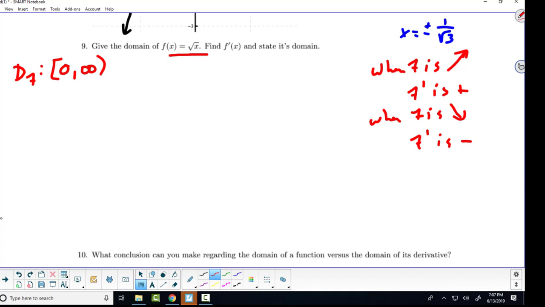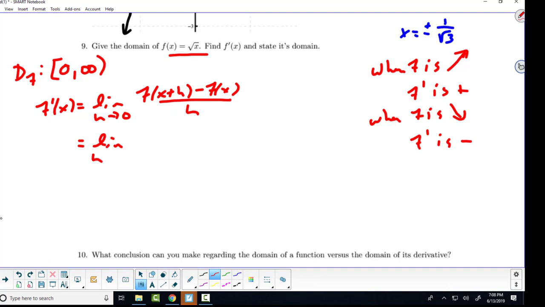Because can I take the square root of 0? Oh boy, you betcha. Right? What's the square root of 0? 0. Okay? All right, now let's go ahead and find f prime of x. F prime of x is equal to the limit as h approaches 0 of f of x plus h minus f of x all over h, which is the limit as h approaches 0 of the square root of x plus h minus the square root of x all over h.